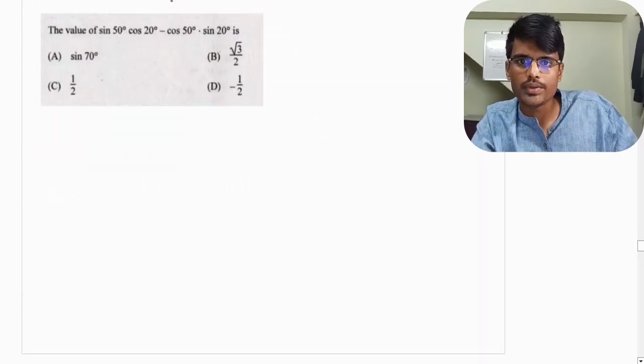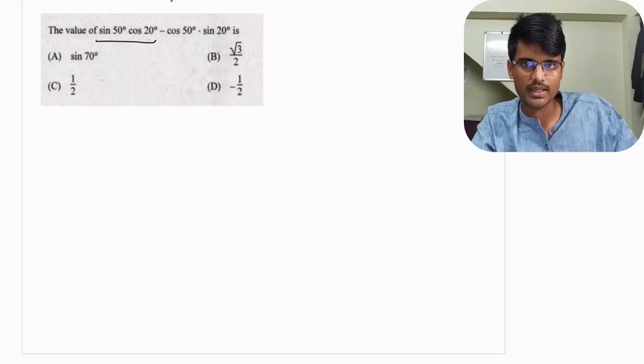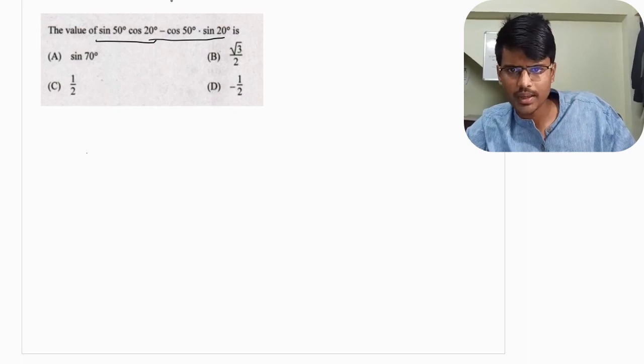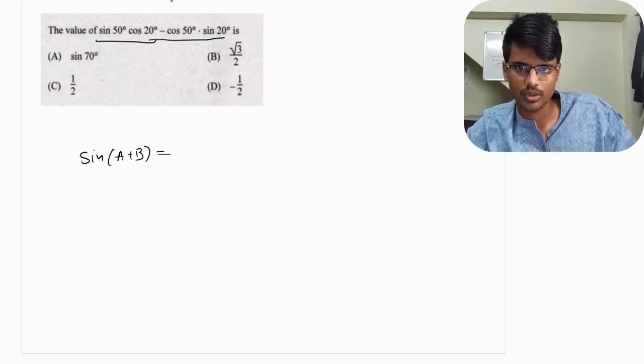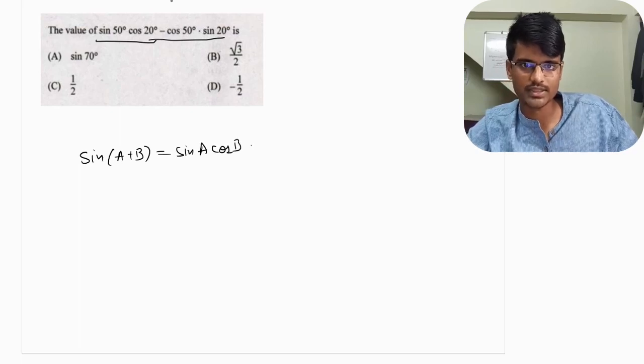This is again an interesting question. Sine A cos B minus cos A sine B. Direct question it is. What is sine of A plus B? Just tell me. We know that, right? Sine A cos B plus cos A sine B. We have to just substitute.